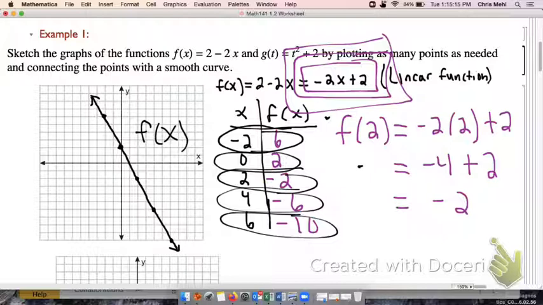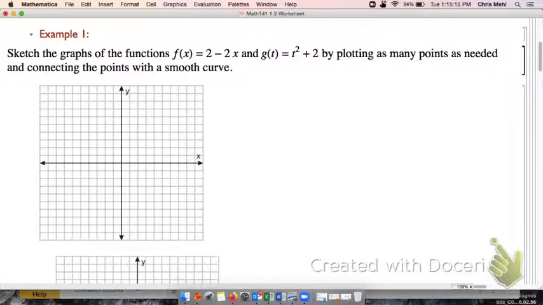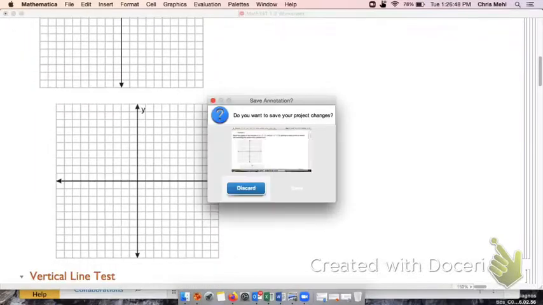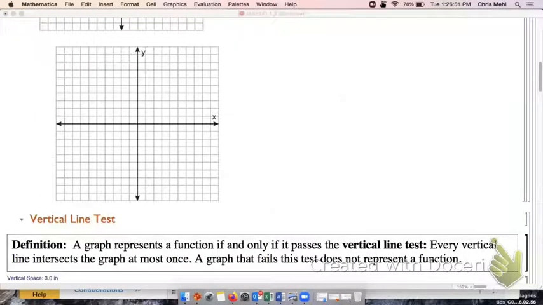Okay, now I can do the same thing for the second function. I'm going to do that on the grid on the bottom. The function's t squared plus 2. So this function, I'm using different notation. The name of the function is g. The input variable I'm using is t, but the function is given by t squared plus 2. Now I'm still going to make a table of values.